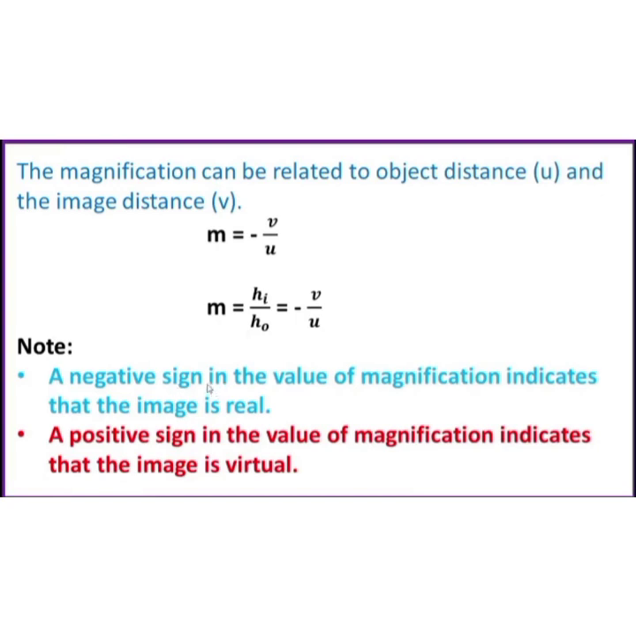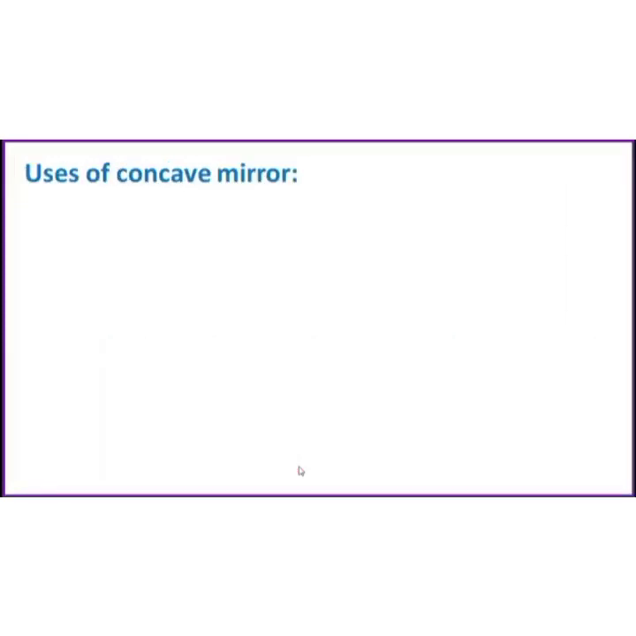So magnification containing the negative sign means it's a real image. That means a negative sign in the value of magnification indicates that the image is real. A positive sign in the value of magnification indicates that the image is virtual.